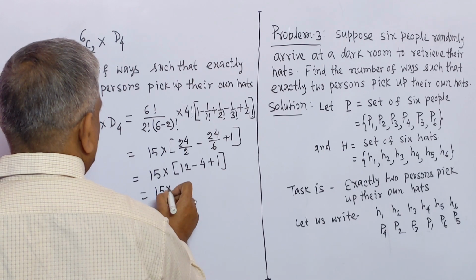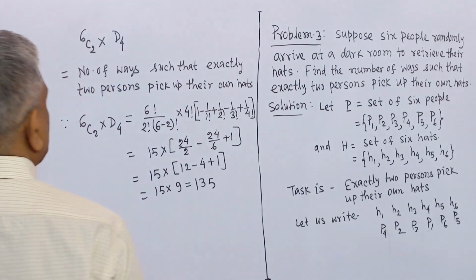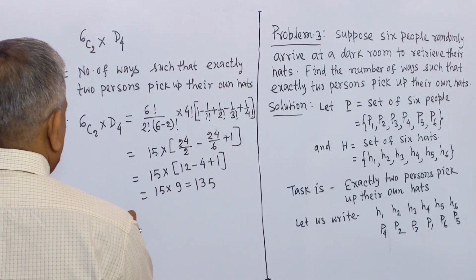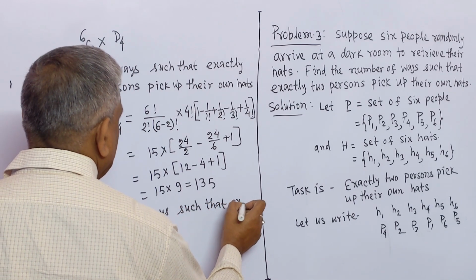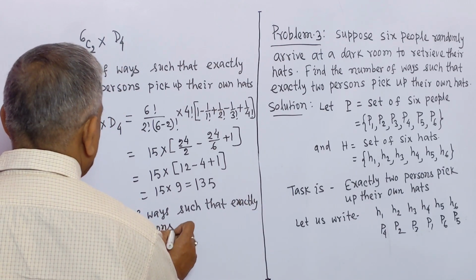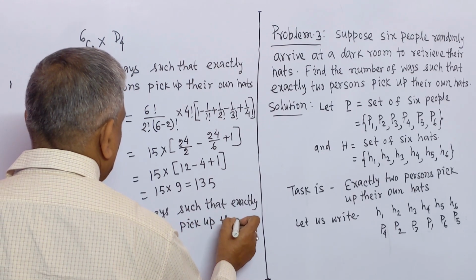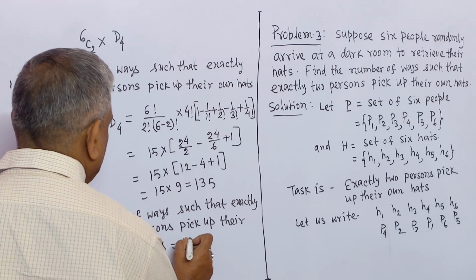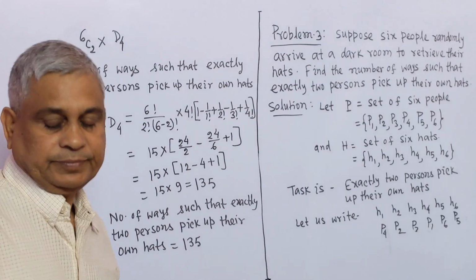15 multiplied by 9 is 135. So the number of ways such that exactly two persons pick up their own hats equals 135. Our problem is solved.